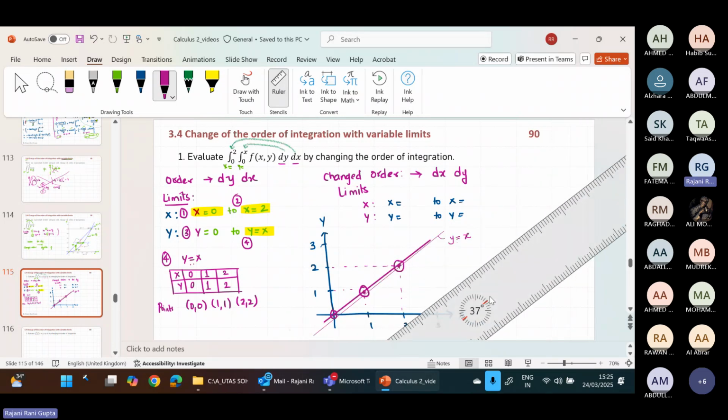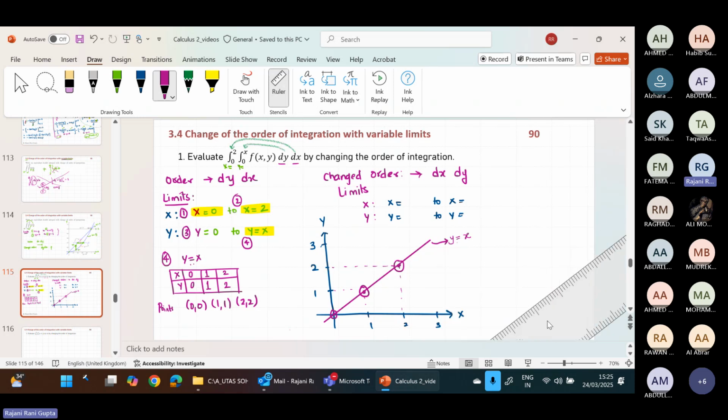Okay. This is the line y equal to x. Then you have x equal to 0. x equal to 0 is nothing but the y-axis. y equal to 0 is nothing but the x-axis. Then you have x equal to 2. This is the point where x is equal to 2. So you have to draw a straight line.